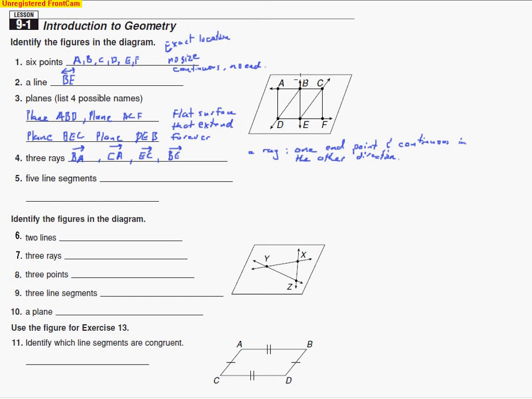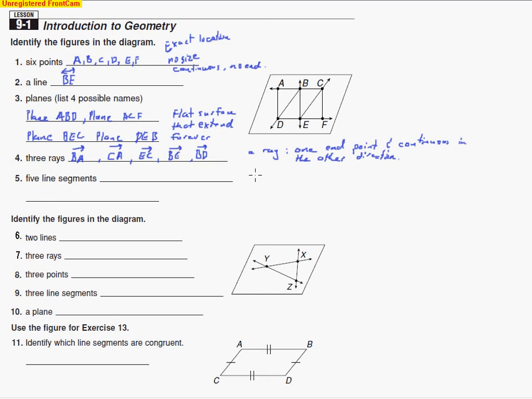Just one more I'll list here, B to D. It stops at B, and it goes forever in the direction of D. So those are different rays. Rays, again, have one endpoint, whereas lines are continuous with no end in either direction. Well, now we're at a line segment.